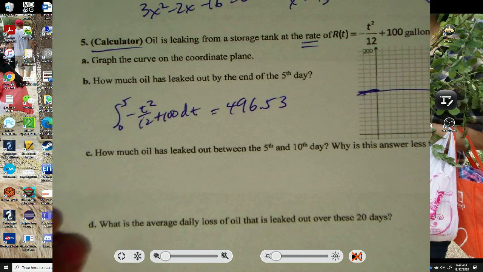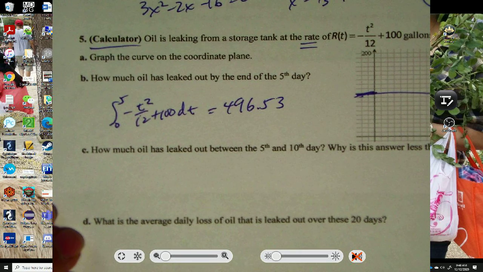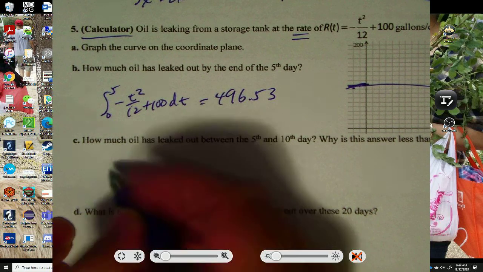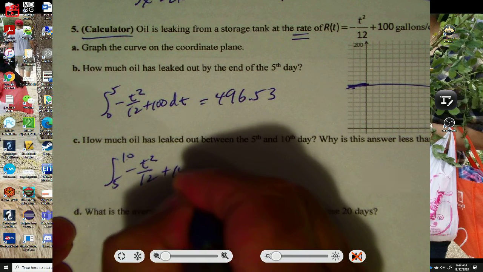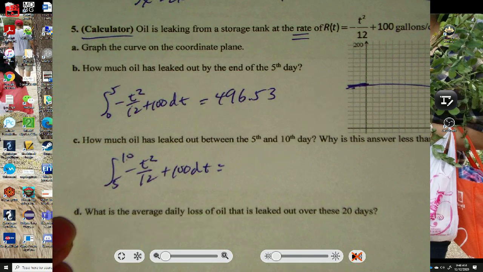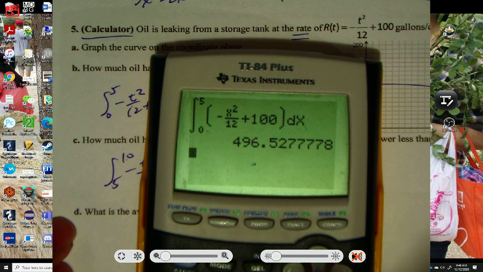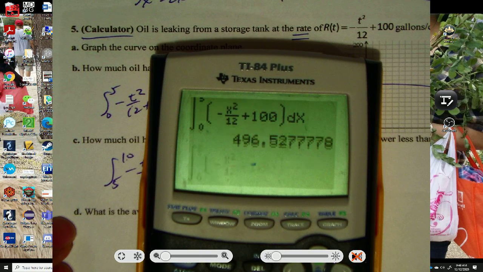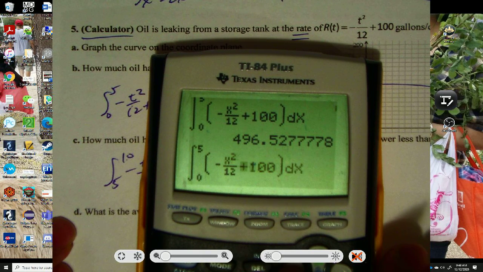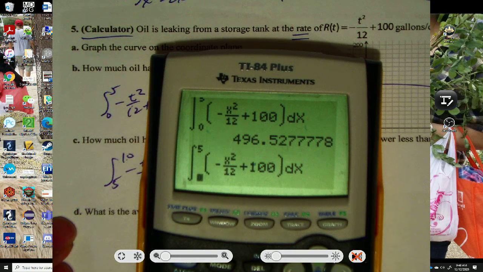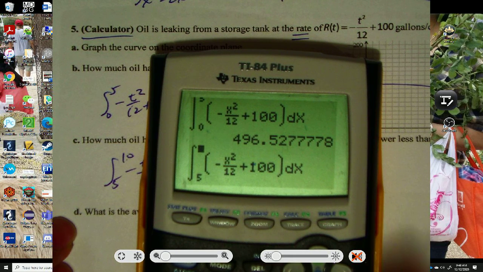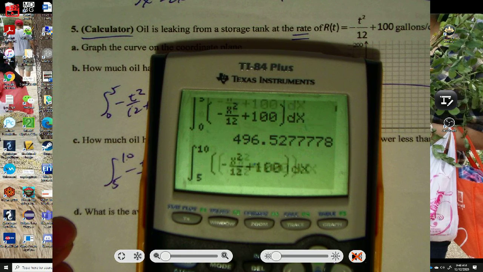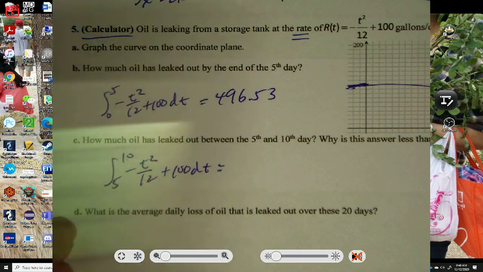Now let's see how much oil has leaked out between the 5th and 10th day. You do basically the same thing. You're just going from 5 to 10 instead: negative t squared over 12 plus 100. Since you got it on the calculator already, all I'm going to do is go up here, get it, and edit it. I just scooch to the left. Oops, I went too far. Delete that. 10, and now it's 475.69.